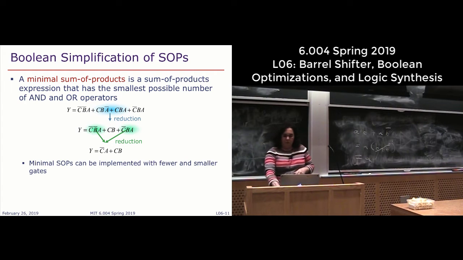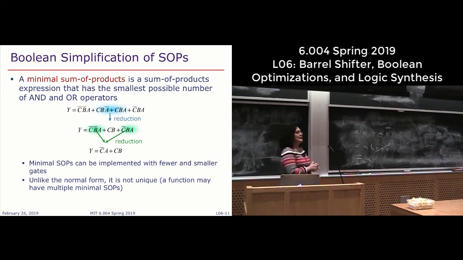So one thing, though, that I wanted to highlight is that unlike the normal form representation of the Boolean expression that represents a truth table, the minimal sum of products representation is not unique. Okay, so depending on which Boolean properties you apply to your original expression, you might end up with different sum of products that are of the same size. So the point being that a minimal sum of products is using the smallest number of gates, but there may be more than one minimum sum of products for a particular function.